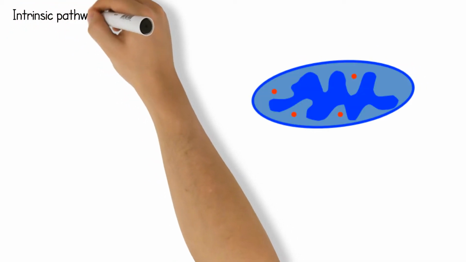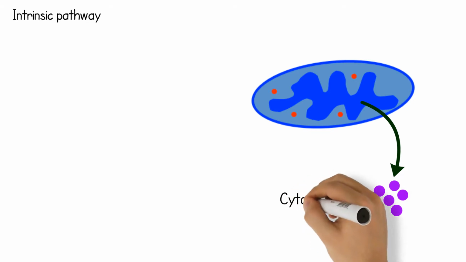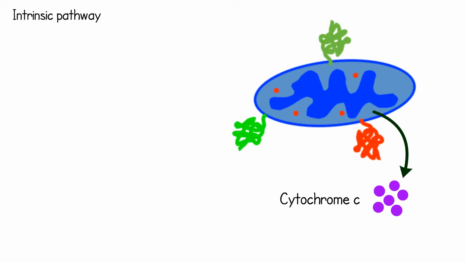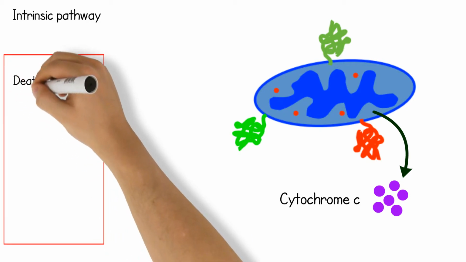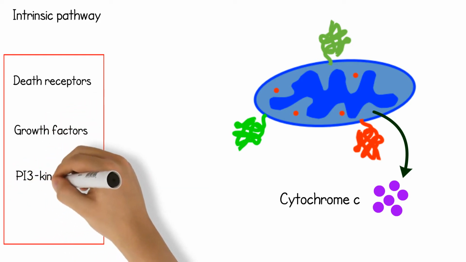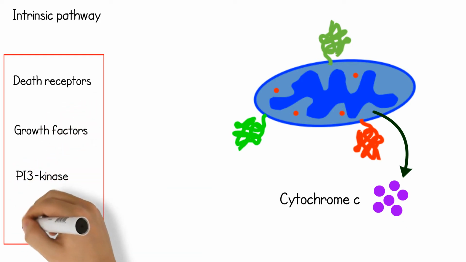In the intrinsic pathway, cytochrome C is an important factor inducing cell apoptosis. The cytochrome C is released from the mitochondria. It is regulated by different types of BCL2 family proteins. The BCL2 proteins can be activated by damage signals, such as death receptors, growth factors, phosphoinositide kinase, and p53.